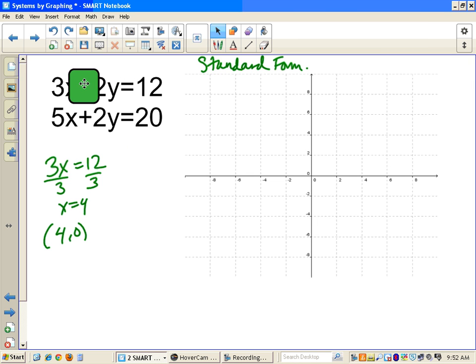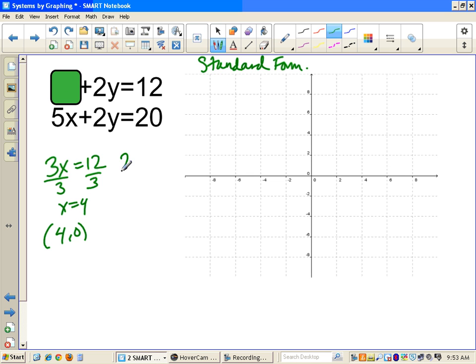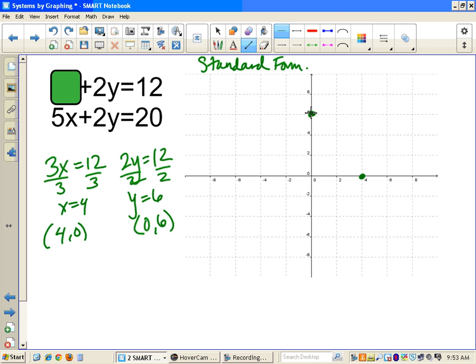And if I want to find the y-intercept, that's along the y-axis. So that's when x is equal to 0. So I just covered up the x because 3 times 0 is just 0. So I have 2y is equal to 12, divided by 2, divided by 2, y is equal to 6. So I have an intercept of 0, 6. So if I plot these points, 4, 0 and 0, 6, again, I have 2 points. Draw a line. Extend that a little bit.